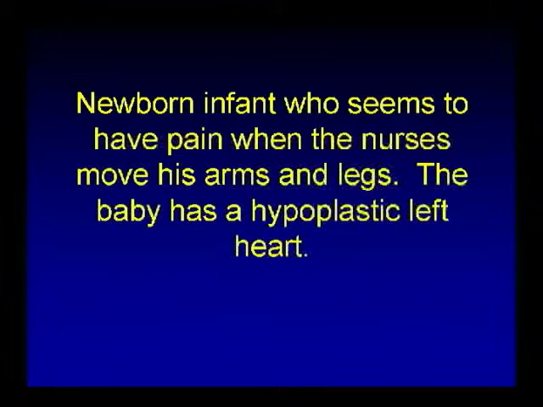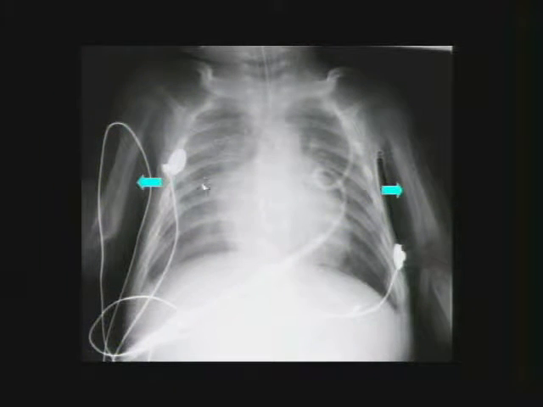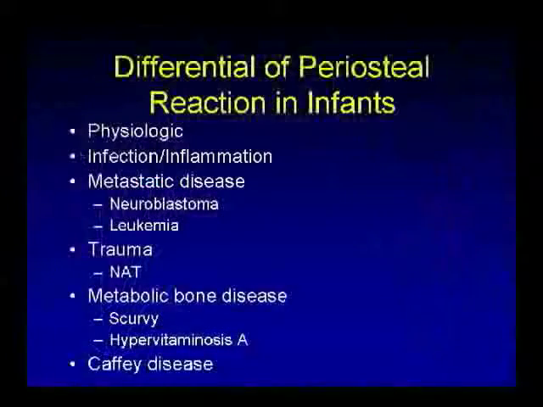The next case is a newborn infant, has pain when the nurses move his arms and legs. He has a hypoplastic left heart. Again, you see big heart, vascular congestion, but like Dr. Patel showed you, here you can see very dense, thick periosteal reaction along the clavicles, the humeri, and even the ribs. And the differential of periosteal reaction in infants can be physiologic.